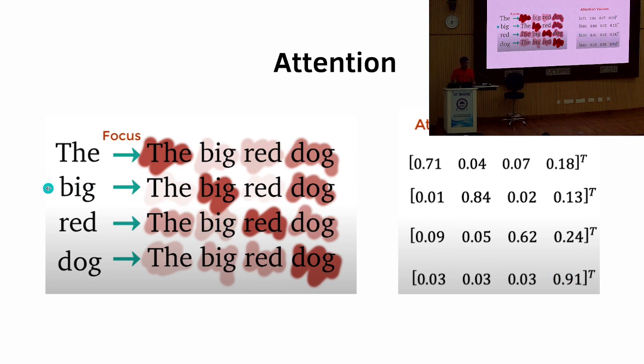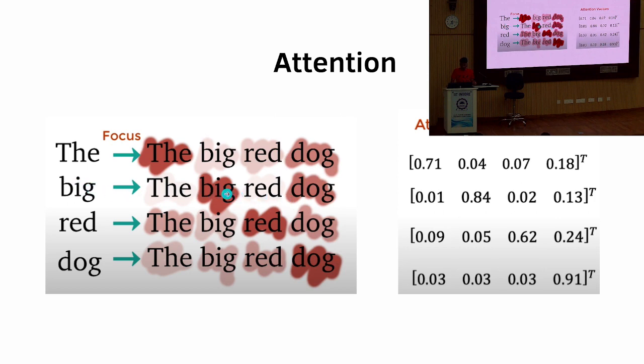Then why the deviation from 1, like 0.62 for red? Red and red are obviously the same words, so it should be 1. But still, red is not the most important word. The most important word here is dog in the sentence. So it also calculates overall what the most important word is. That's why the most important word here is dog in the whole sentence, so it has the highest value of 0.91.